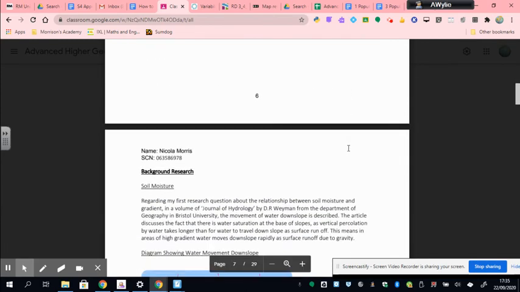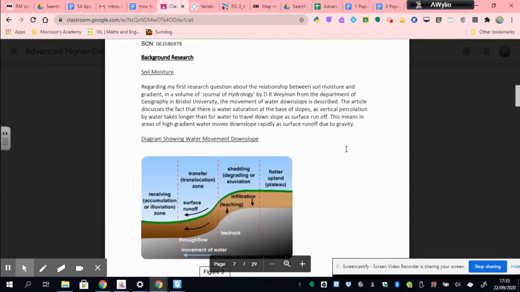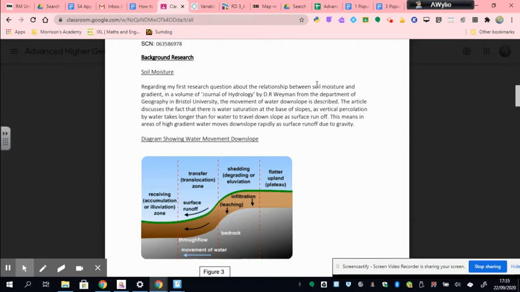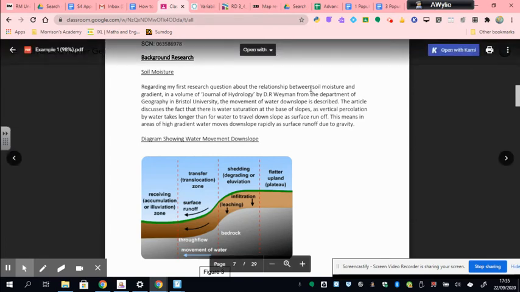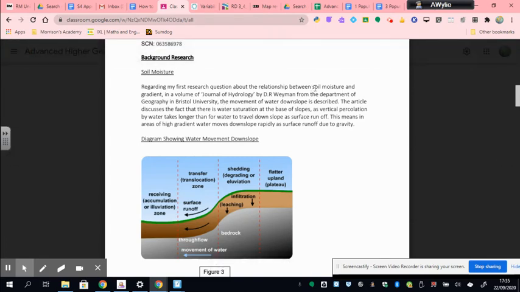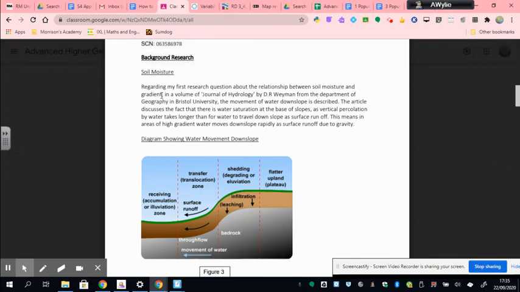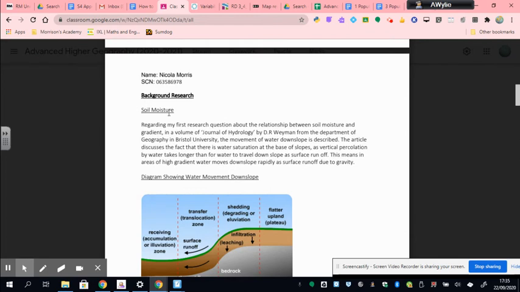How does that then look in background research? Well, in this student's case, they reminded me that their first research question was looking for the relationship between the amount of water, or the soil moisture, in the soil and the gradient of the slope. They've given it a wee title. I would have actually written the heading background research and put this subtitle: research question 1, the relationship between soil moisture and gradient. She could have added that and had a much clearer subtitle here.